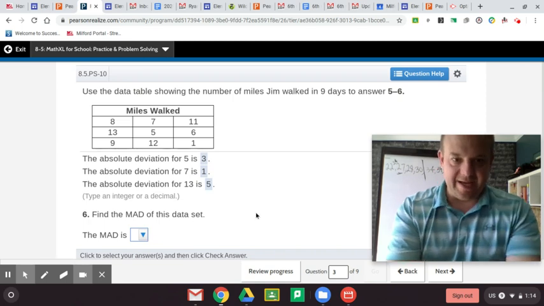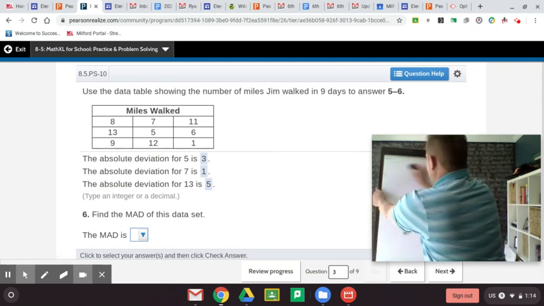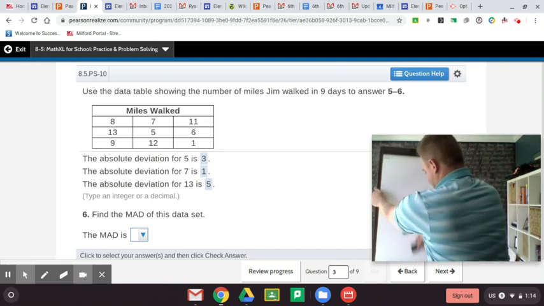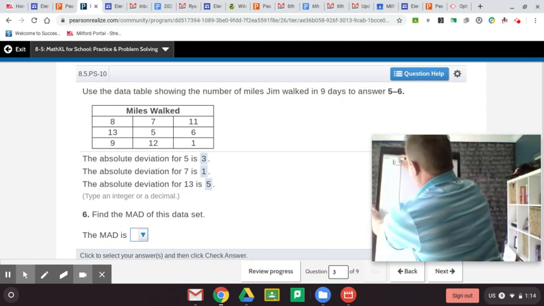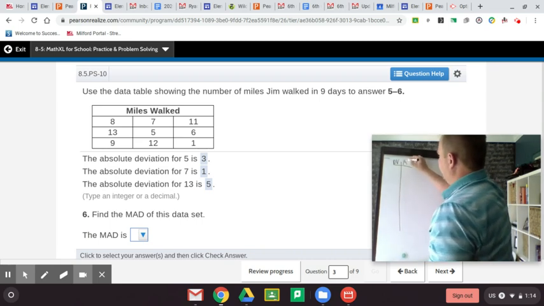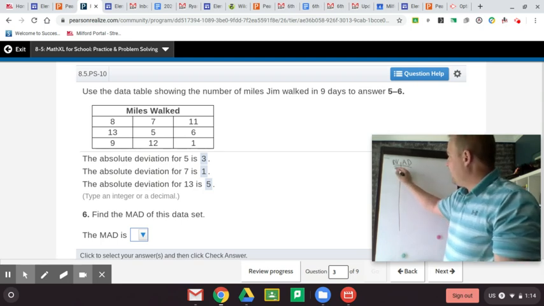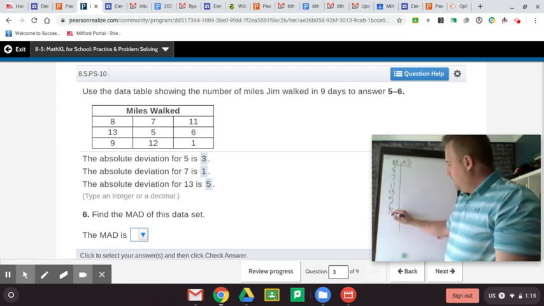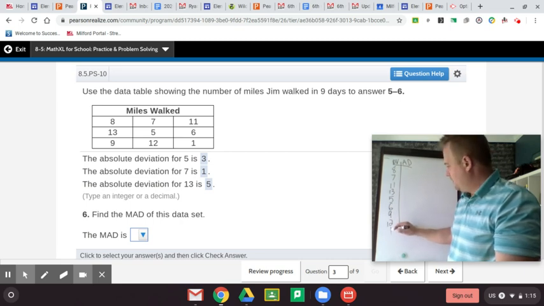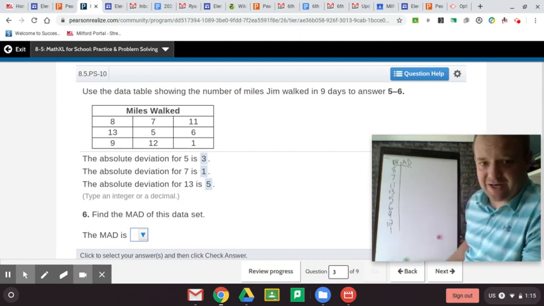And now I have to find the MAD. Here's how you find the MAD. What I want you to do on your paper is make a T-chart. These are your data values here, and these are the absolute deviations away from your data values. That's what I do. So I'm just going to write my numbers down. I always count just to make sure I have them all.